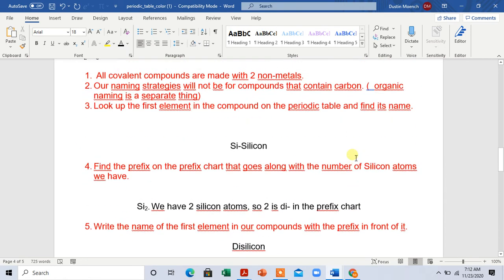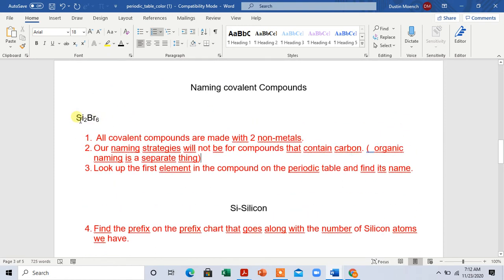Right? So what did we do? We looked up each of the elements' names on the periodic table, and then we looked up the word for the prefix that goes with each of the numbers, and then we put them together. So disilicon hexabromide.